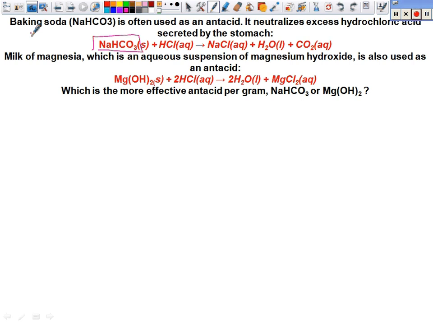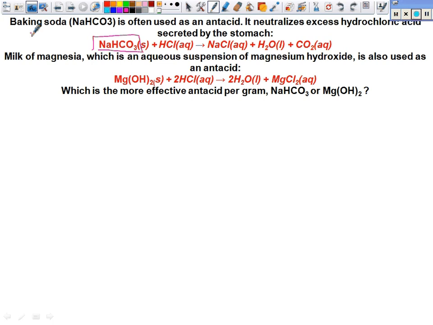Milk of magnesia? Yes. I mean, I have a bottle of it. I can show it to you. It's also used as an antacid. So here's my question. Should you use baking soda or Tums, or should you use milk of magnesia in order to be an effective antacid?